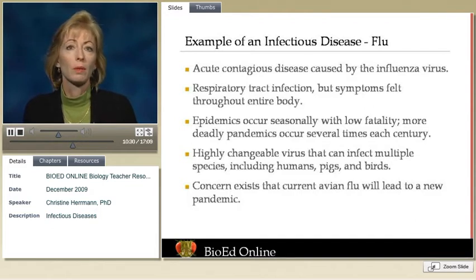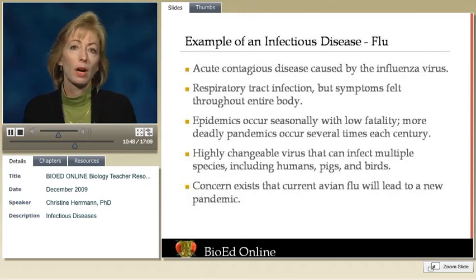Influenza virus is one of the most changeable viruses known. From year to year, the virus undergoes smaller changes to its genetic code. This is the reason why flu shots must be given annually. But occasionally, more significant changes occur. These can lead to the more deadly pandemics.